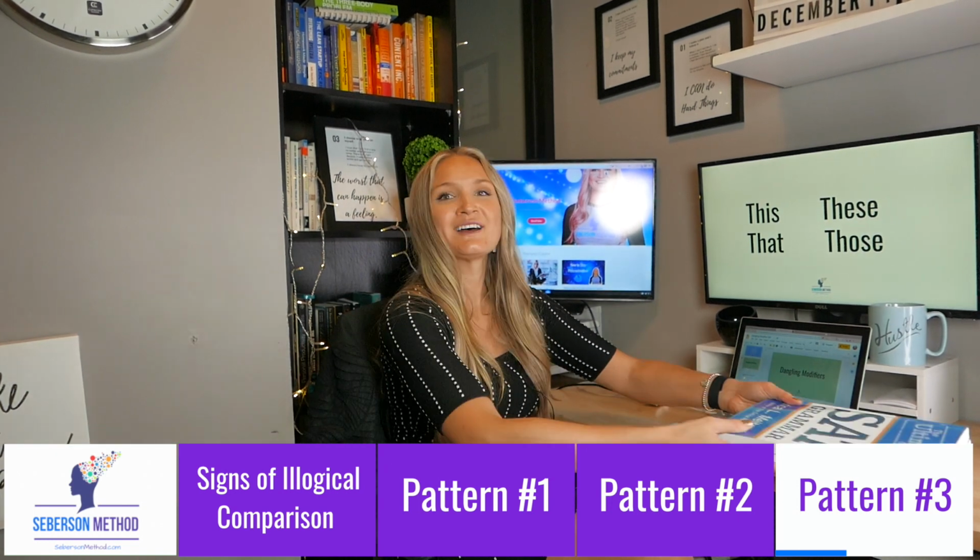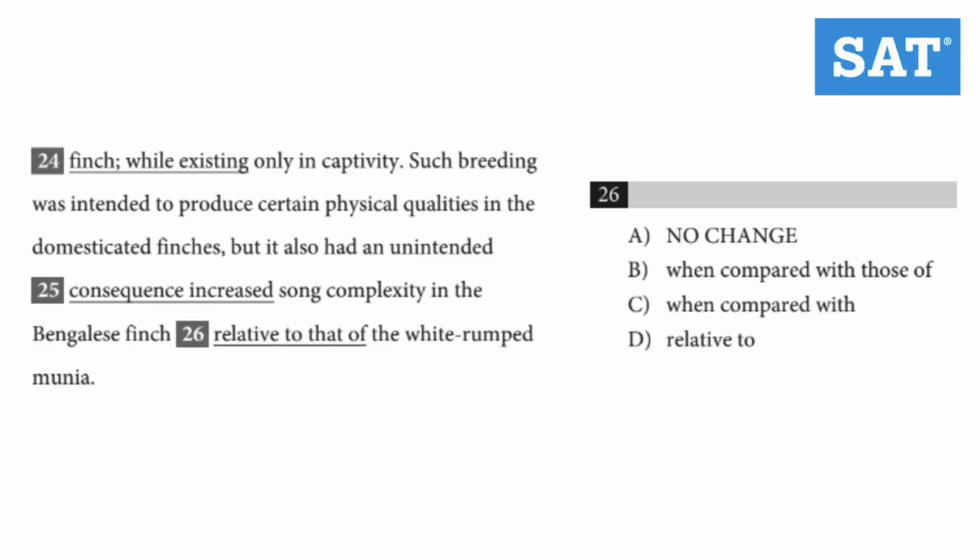So far, so good? Let's try a real SAT problem. Pause this video. In my personal opinion, this problem is especially complicated because of how hard it is to locate what is actually being compared. Here, you are comparing the song complexity in the Bengalese finch to the song complexity of the white-rumped munia. So you are comparing the song complexity of one bird relative to that of the white-rumped munia.